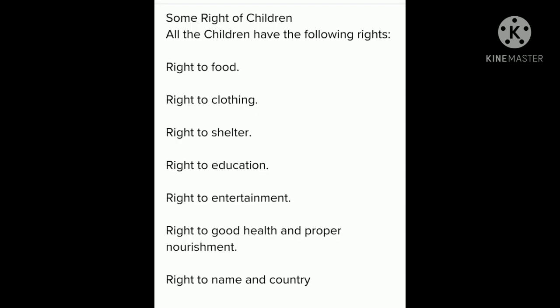Some rights of children. All the children have the following rights: right to food, right to clothing, right to shelter, right to education, right to entertainment, right to good health and proper nourishment, right to name and country.